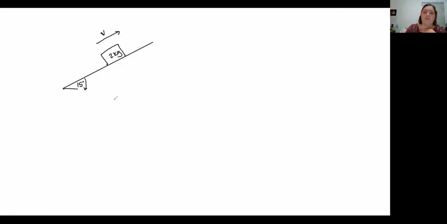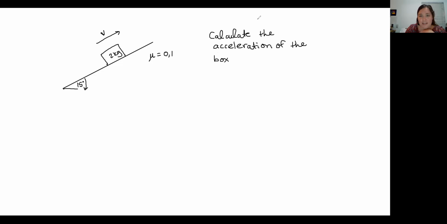So we've got an angle of 15 degrees. I'm going to tell you that the coefficient of friction here is, let's make it 0.1. So my question here is to ask you to please calculate the acceleration of the box. Now, because I have not done this in its entirety with you before, I think I'm going to do one just to make sure that you get all of the pieces before I abandon you to try and do them on your own.